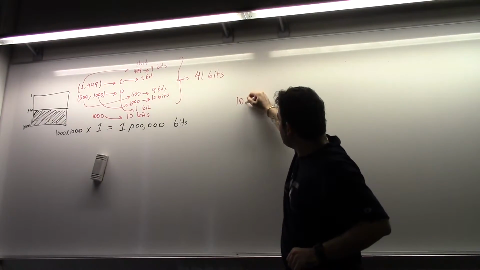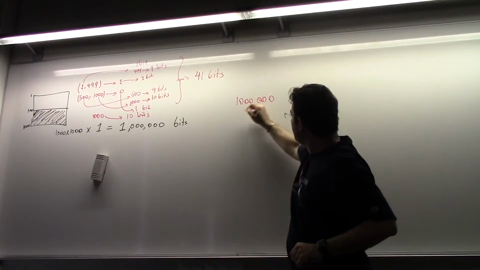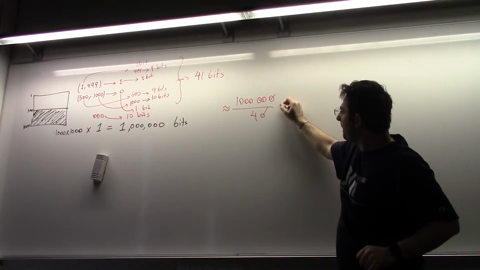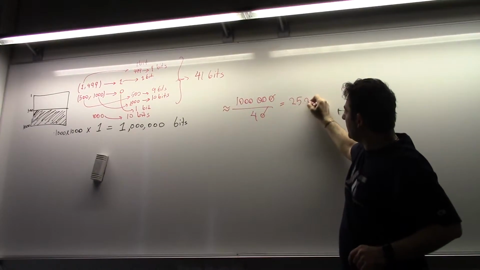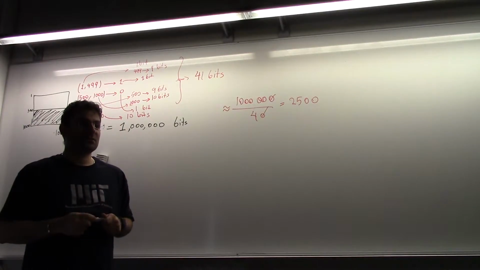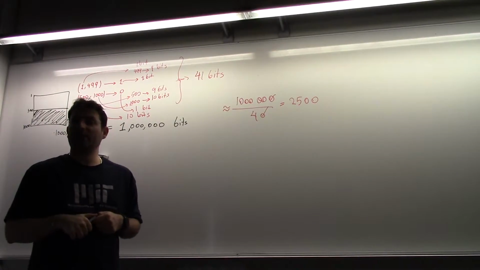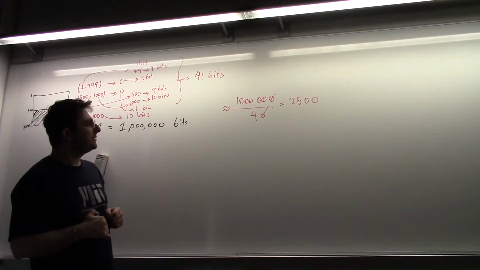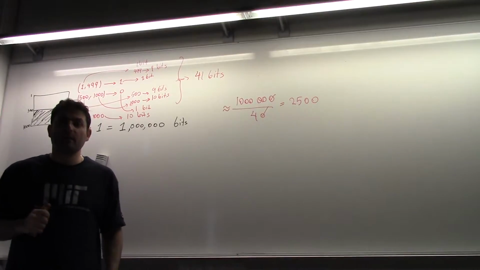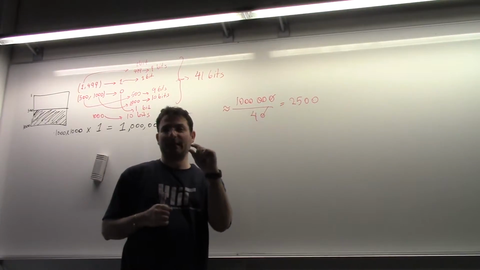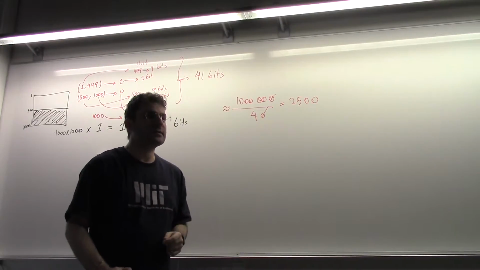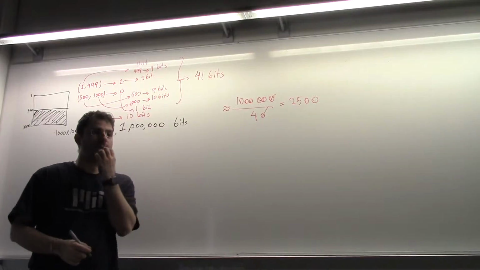So previously I had 1 million. Now I can represent it with 40. So it's 20. So how much did I compress? 25,000 times, right? Oh, 2,500 times. But we understand this is a very specific image, right? Even for this very specific image, I can compress it more. How can I compress it more?